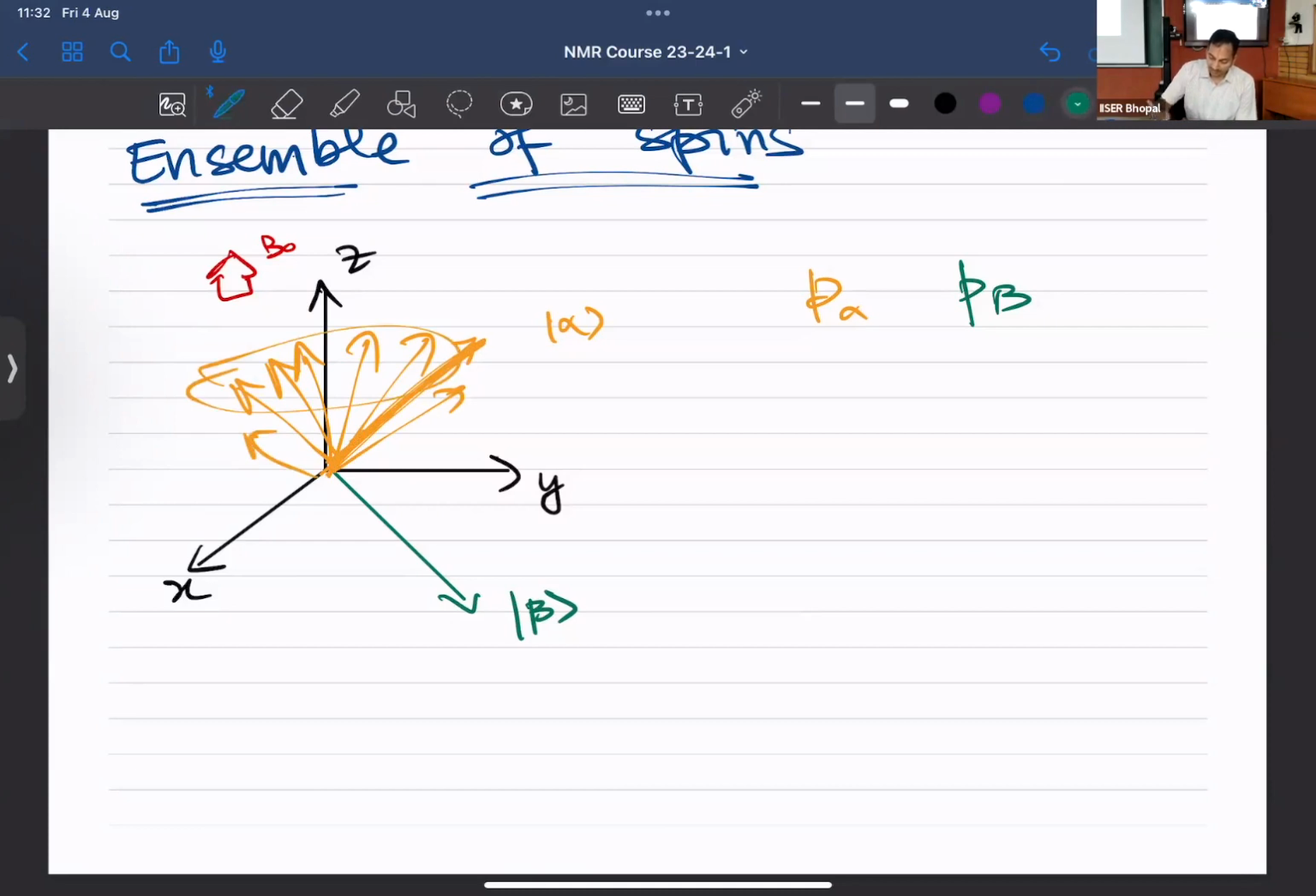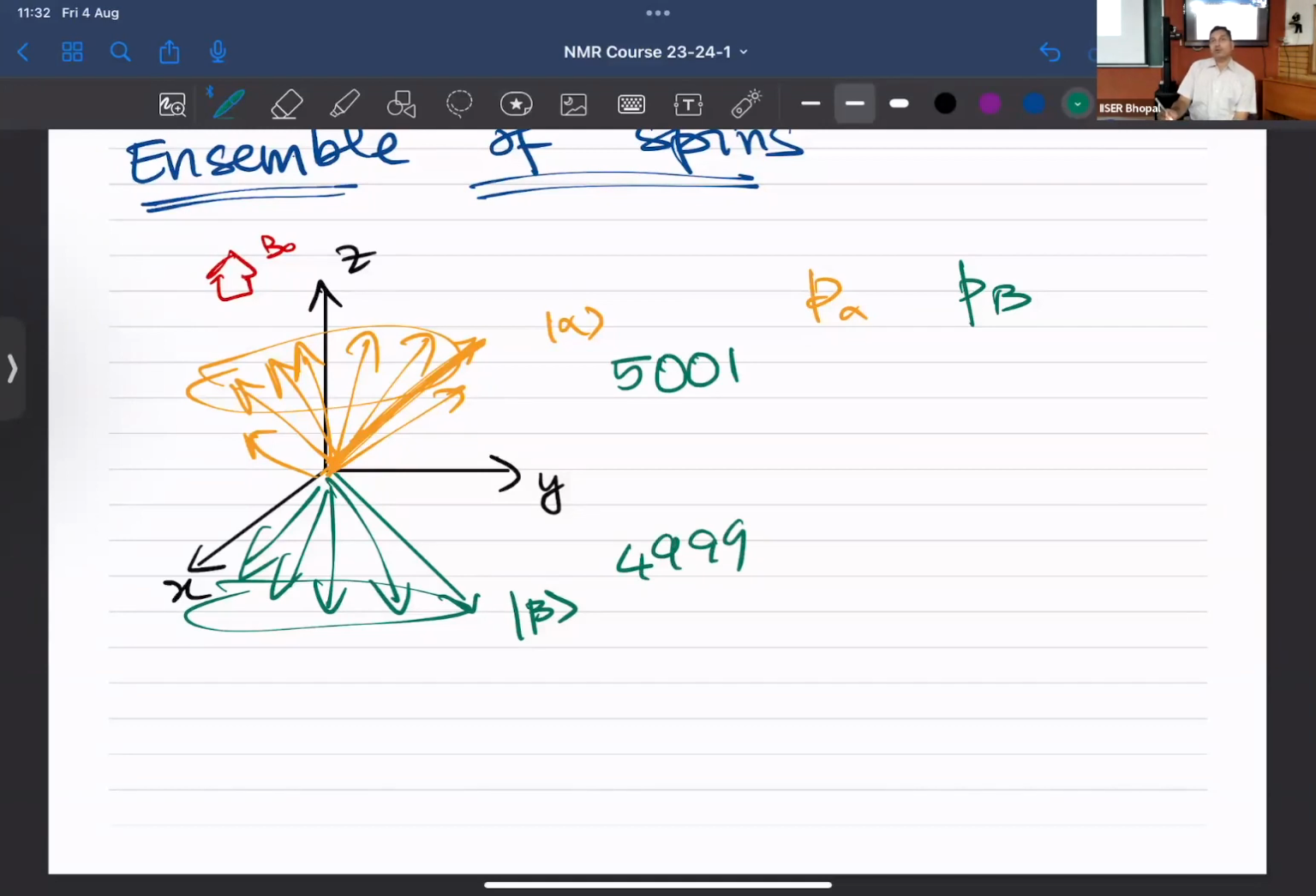So you have a bunch of spins that exist about that orientation. All of them will be at 54.73 degrees with respect to Z or minus Z, but they're going to have a number of them. The number depends upon what is P alpha and what is P beta. For instance, there will be 5001 here, and 4,999 here. Now the question is, why do they fan out into a cone?